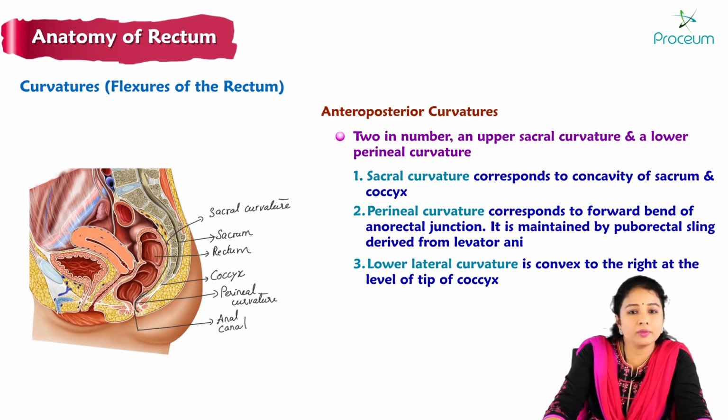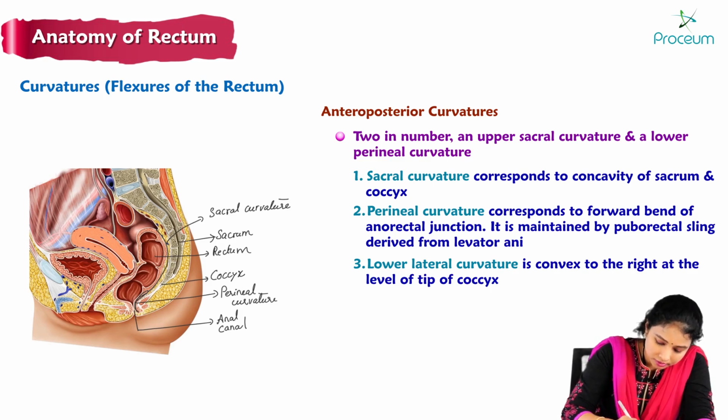So the perineal curvature corresponds to the forward bend of anorectal junction and it is maintained by the sling formed by levator ani muscle. So this is the levator ani muscle.